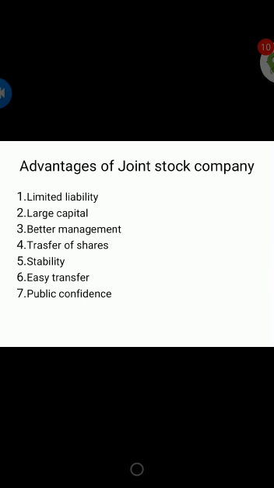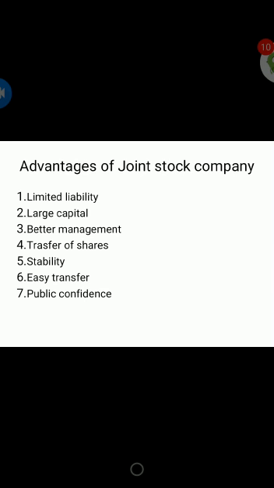So the next is large capital. Why large capital? We are studying about joint stock company. In a public limited company there is no limit on shares. This advantage helps the company to collect huge capital from a large number of shareholders. The company may also raise capital through issue of debt to the public. So they can collect as much capital as they want, as there is no limit for that.